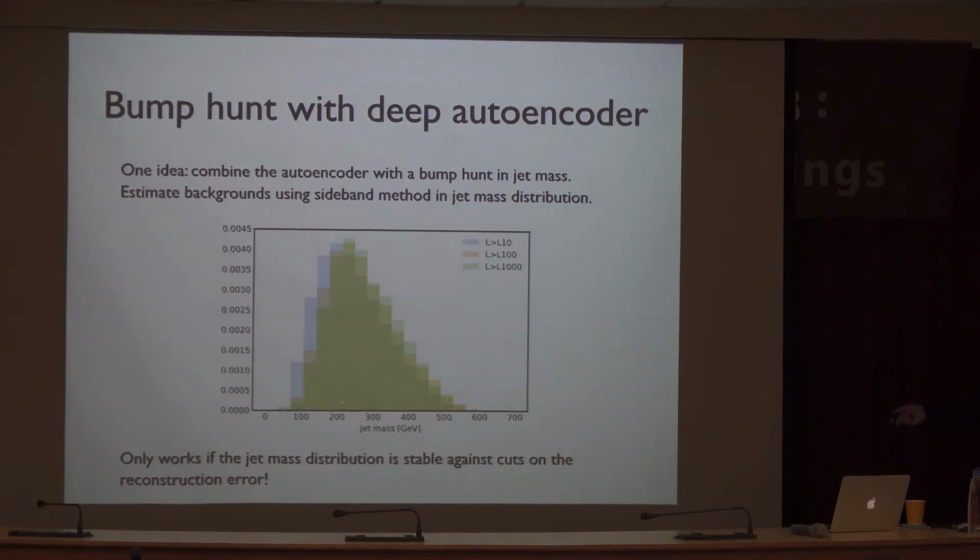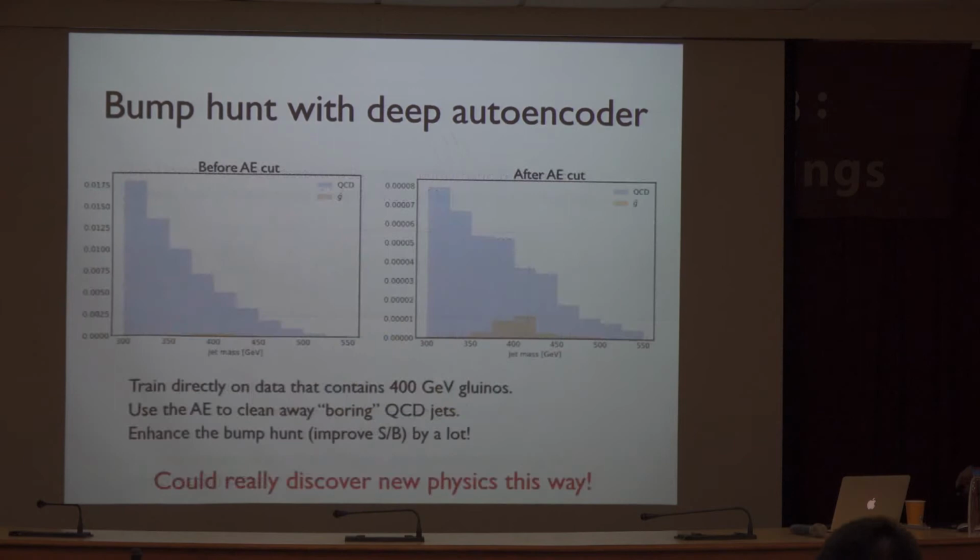And what we showed is that as you cut harder and harder on the reconstruction error, the jet mass distribution is stable. You don't get some fake bump emerging from the jet mass distribution. It's a smoothly falling distribution, at least above a certain value. Okay, so you can use this to look for a bump in the following way.